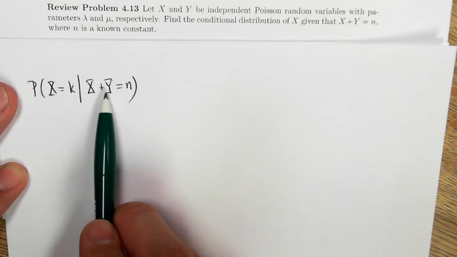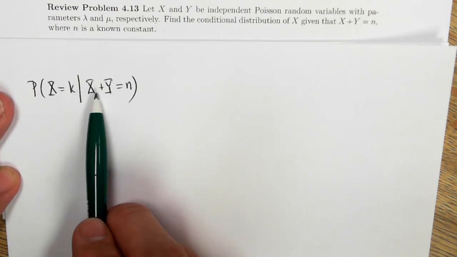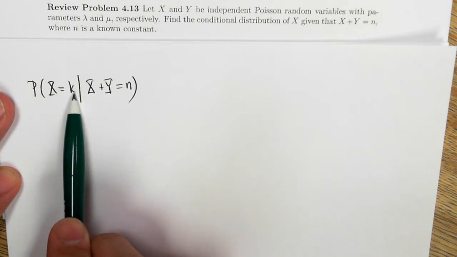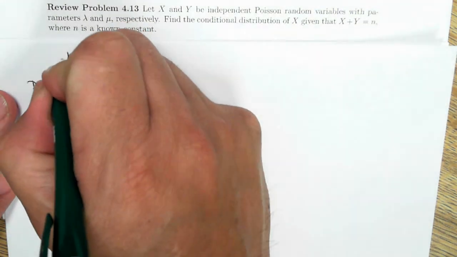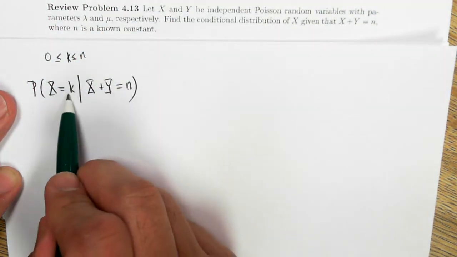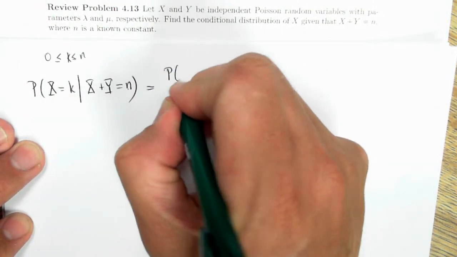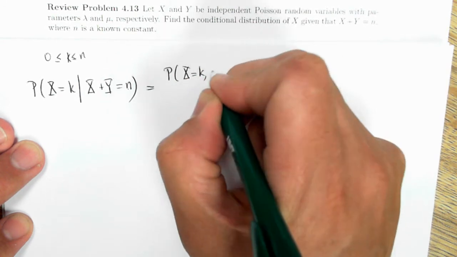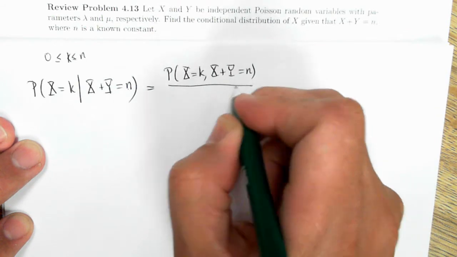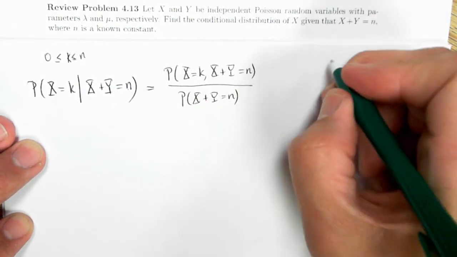Now X and Y are Poisson, which means they must take values that are greater than or equal to 0. So the values of k must lie between 0 and n. That's the most it can be, and k is not permitted to be negative. So that's equal to the probability that X is equal to k and X plus Y is equal to n, divided by the probability that X plus Y is equal to n.